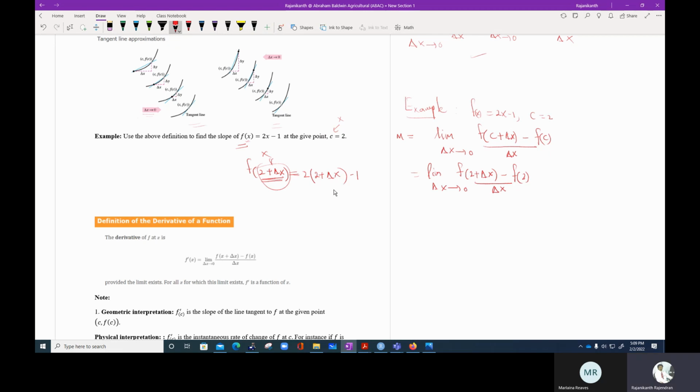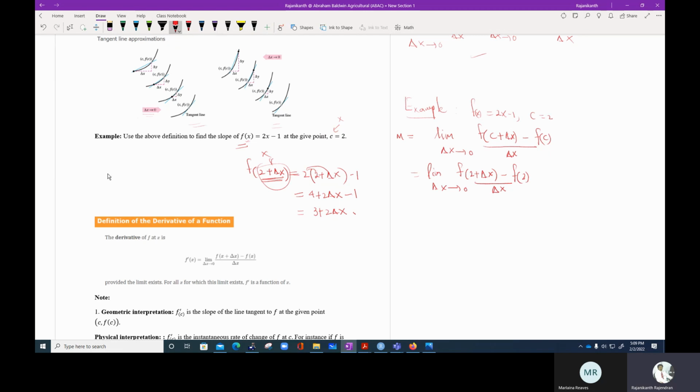Okay, so if you want, you could simplify this. 2 times 2 is 4, simply distribute inside, plus 2 times delta x, subtract 1. So this is 4 minus 1 is 3, plus 2 delta x. Now, this is the answer I see for f of 2 plus delta x. Okay, that is there. Leave it.